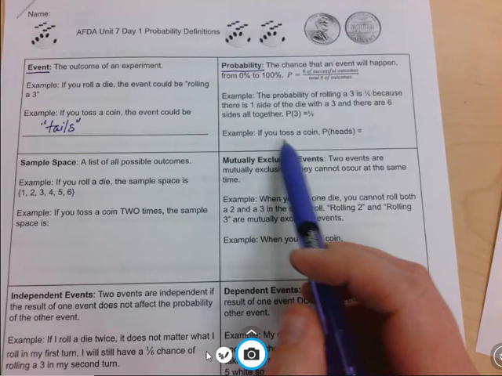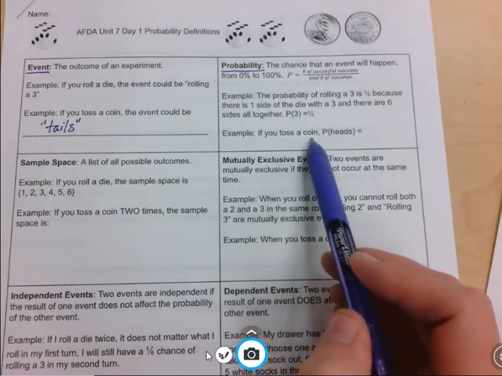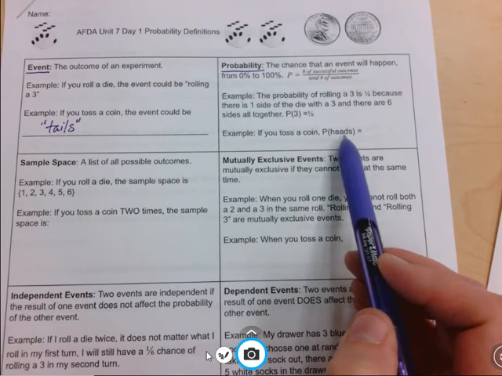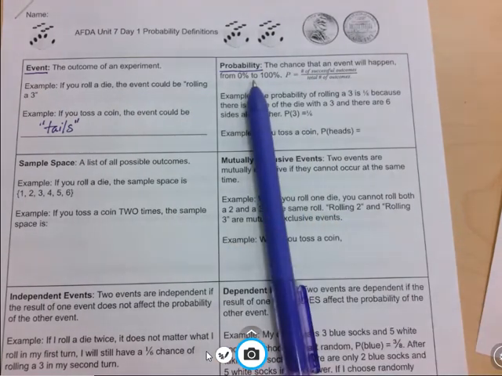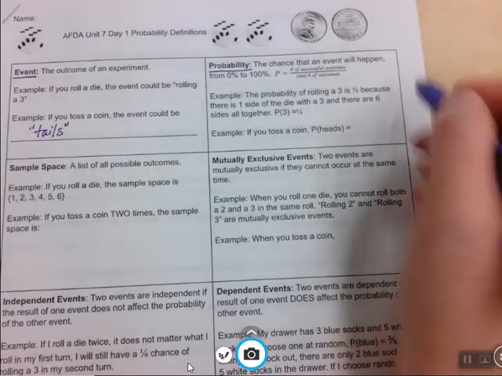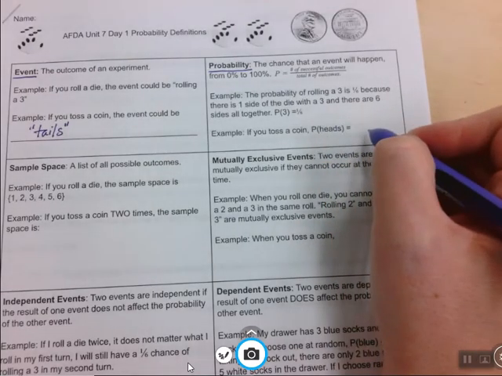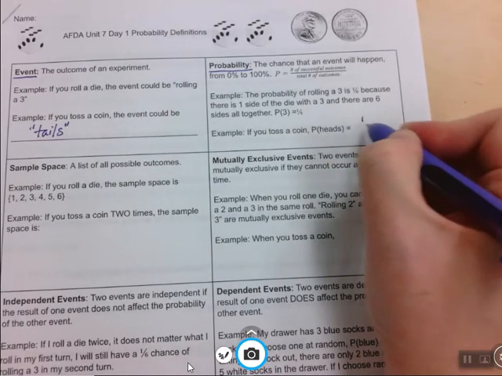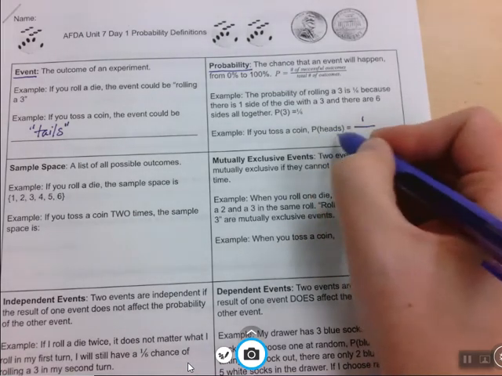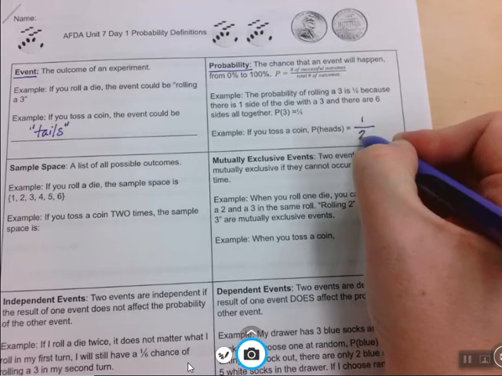Now you're going to do the example: if you toss a coin, the probability of getting a heads. So you need to pause the video and give that a try. Okay. So on a coin, there's one side with a head, so there's one way to be successful, and there are 2 possibilities altogether, heads or tails. So the probability you get heads when you flip a coin is 1/2.